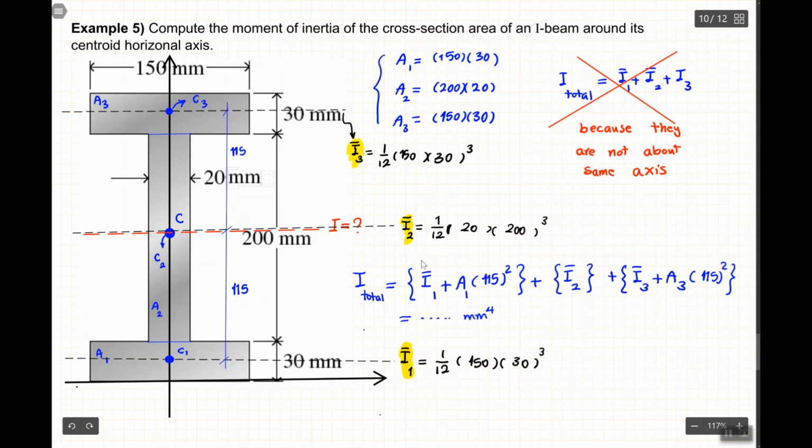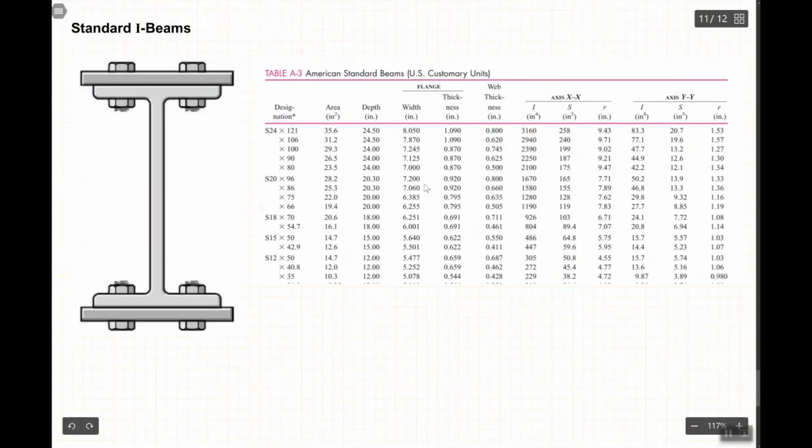So we have I bar 1, we have I bar 2, and we have I bar 3. But we said we need to be careful. We cannot simply add these three numbers. We need to transfer these 1 and 3 to the center, because remember, we are interested in finding this total I. Let's call it I total. We are interested in finding that one, and in order to do so, we need to use the parallel axis theorem. All right, and here is the last topic.